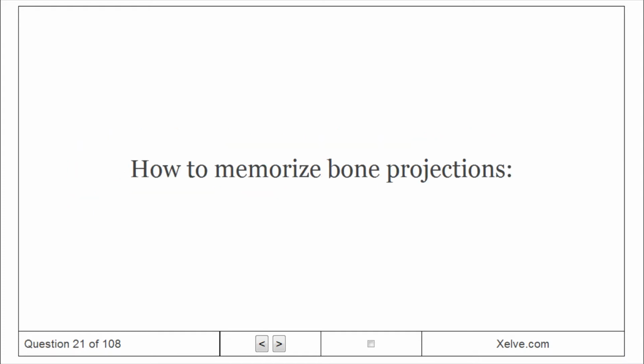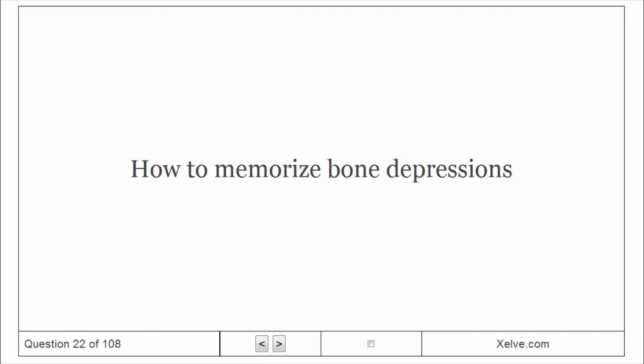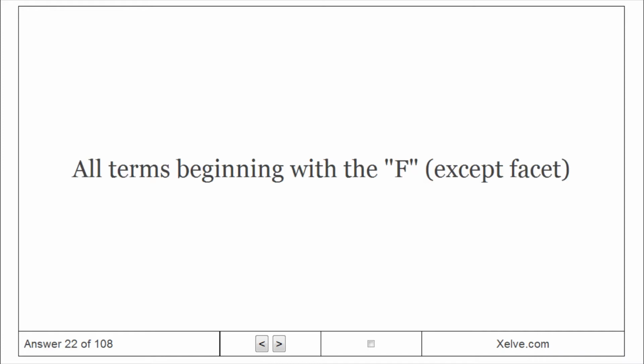How to memorize bone projections: all terms beginning with the letter T. How to memorize bone depressions: all terms beginning with the letter F, except facet.